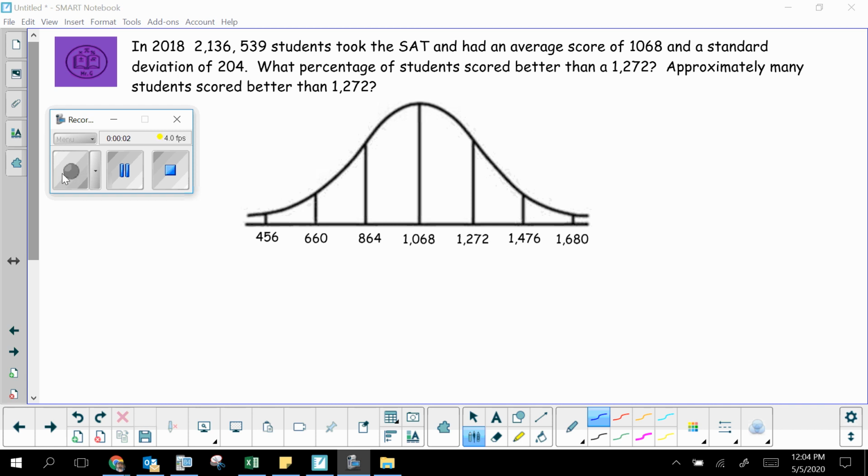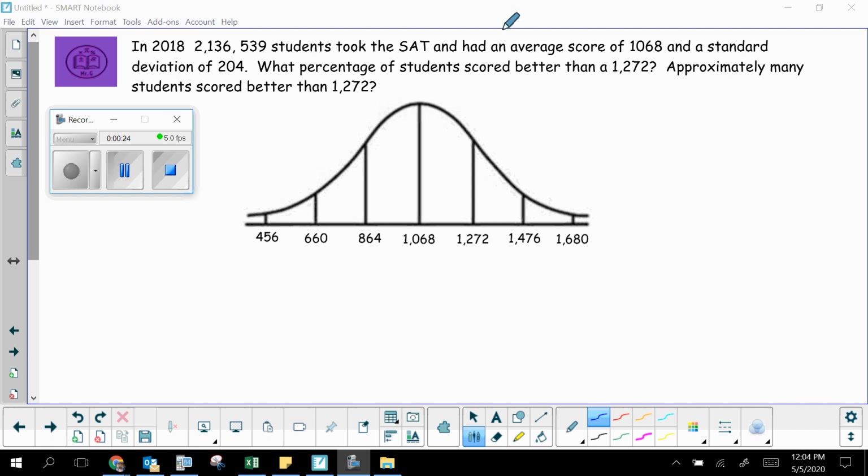This example is going to show us how to use the normal distribution and the empirical rule to figure out how many fall within a certain range. Not just what percent fall within a certain range, but how many actual data values, or in this case, how many students fall within whatever specified range we're discussing. Okay? So, same problem we looked at last time.